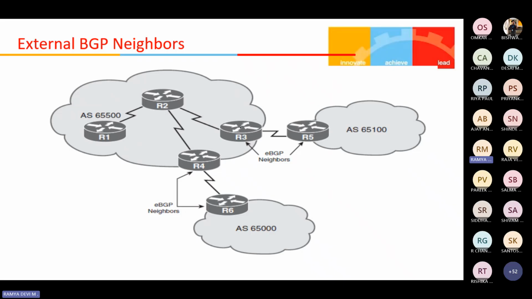Now we'll see external BGP. So who are the external BGP neighbors? The BGP sessions will be formed between the routers on different autonomous systems. What is the purpose of doing that? To exchange the routing information, right?